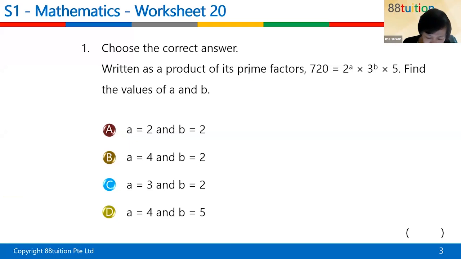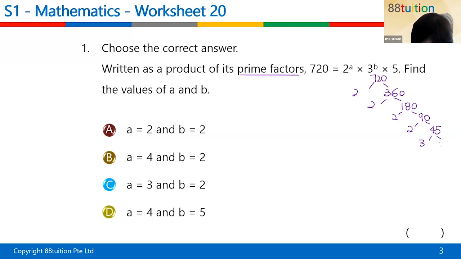Most of them did this before. All right, 720. Once you divide by 2, 360. By now, your mental sum must be good enough. Divide by 2, you get 180. Divide by 2, 90. Divide by 2, 45. Divide by 3, 15. Divide by 3, 5.